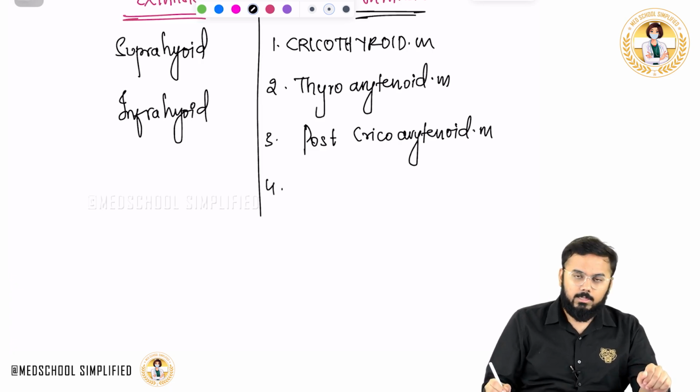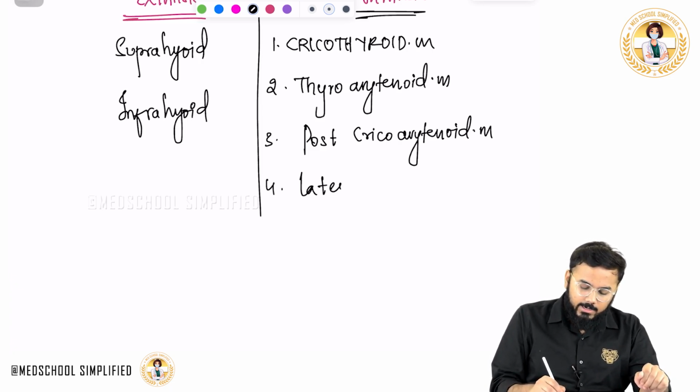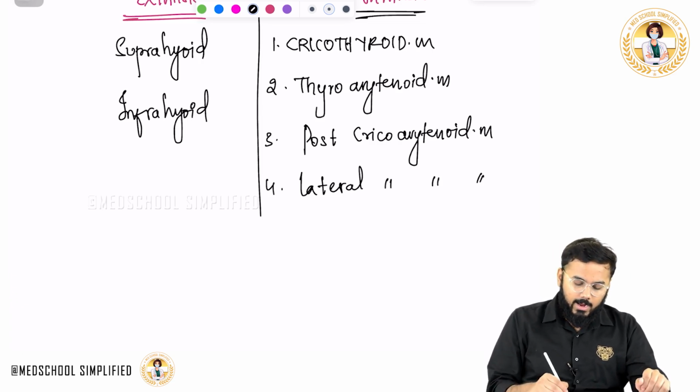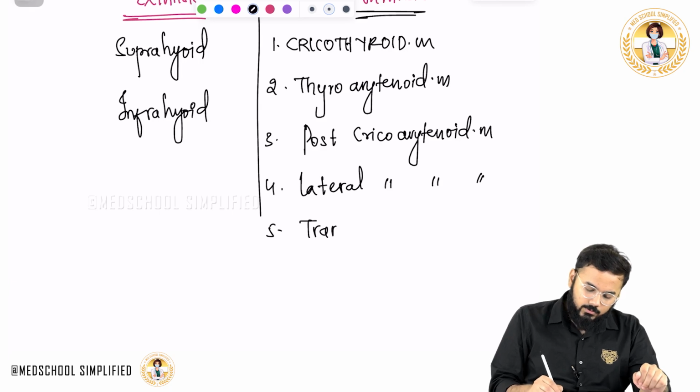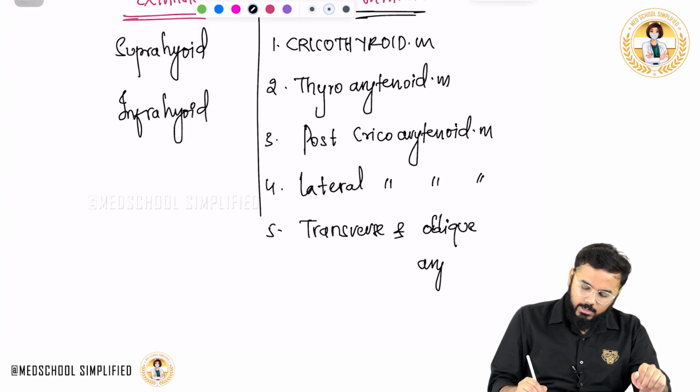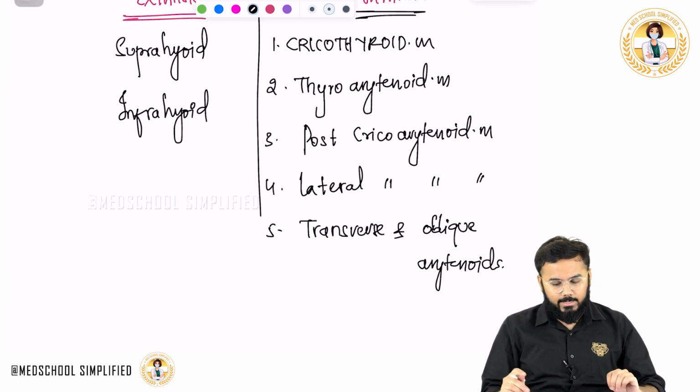I will show you these muscles. After posterior, we have the lateral cricoarytenoid muscle. And the fifth important one is your transverse and oblique arytenoids. So these are the muscles which you need to know regarding the intrinsic group.